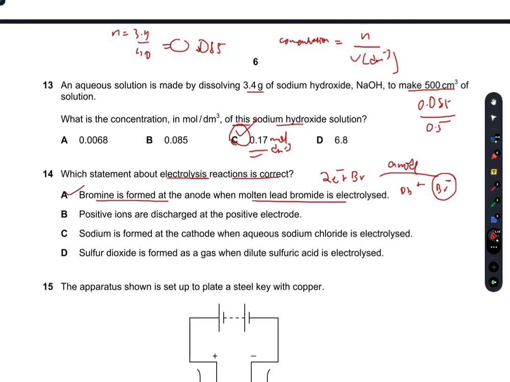Positive ions are discharged at the positive electrode. No, negative ions are discharged at the positive electrode, as I said earlier. Sodium is formed at the cathode when aqueous sodium chloride is electrolyzed. When aqueous sodium chloride is electrolyzed, I think water or some gas is produced, sodium is not produced. I'm not sure about this one, but I'm pretty much sure that A is the right option. Sulfur dioxide is formed as a gas when dilute sulfuric acid is electrolyzed. No, hydrogen gas is produced. So A would be your right answer.